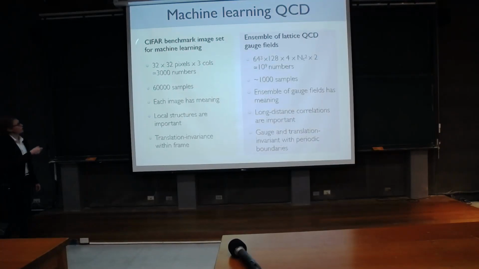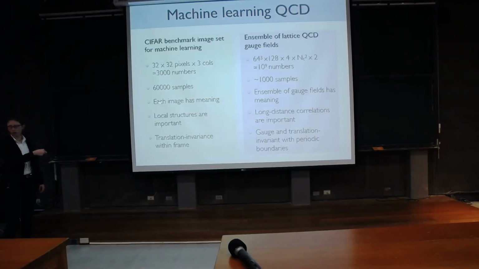So here's a benchmark image set used for machine learning. Images, right? You have some number of pixels, 32 by 32 with 3 colors, so something like 3,000 numbers describing an image. You can, of course, train on larger images, but this is a fairly standard set. And you have 60,000 samples. And this is what a lot of image recognition codes are tested on, right?